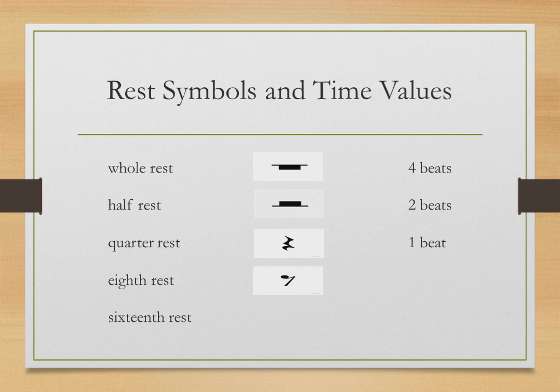8th rest looks like a slanted line with 1 flag. Its time value is 1/2 bit. And the 16th rest looks like a slanted line with 2 flags. Its time value is 1/4 bit.